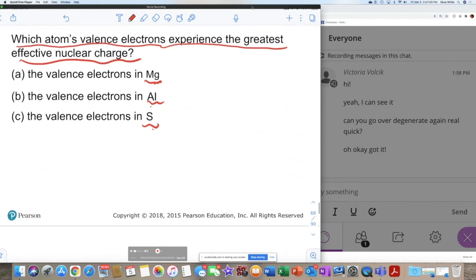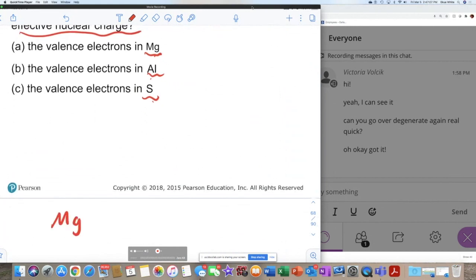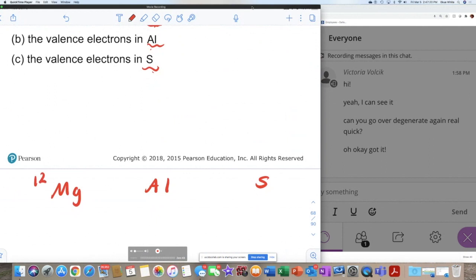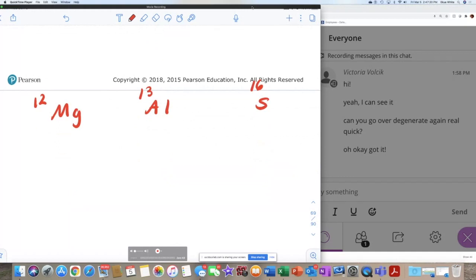So for this, I'm going to draw magnesium, aluminum, and sulfur. Okay, let's look at magnesium, aluminum, and sulfur. So magnesium, where is magnesium? Magnesium has 12 electrons. Aluminum, and this is sulfur, right? Aluminum has 13 electrons, and then sulfur has 16 electrons. So you want to go through and draw your energy levels as circles, okay? So for magnesium, I'll start with my nucleus. My nucleus here is positive 12 based on magnesium symbol, right?